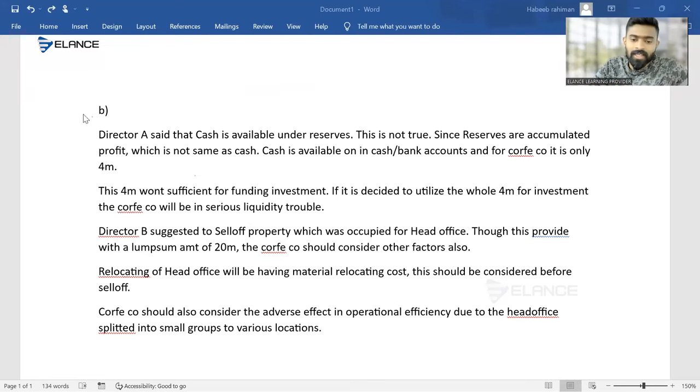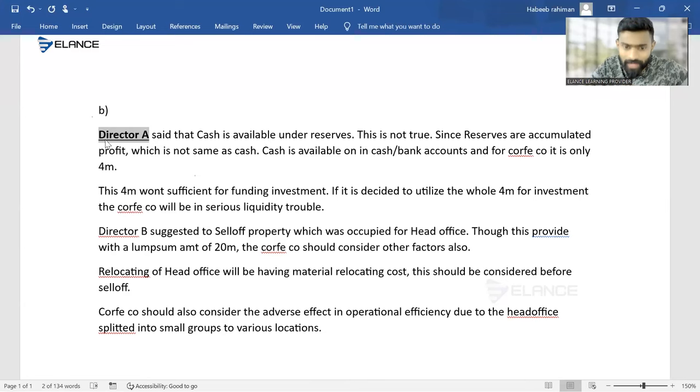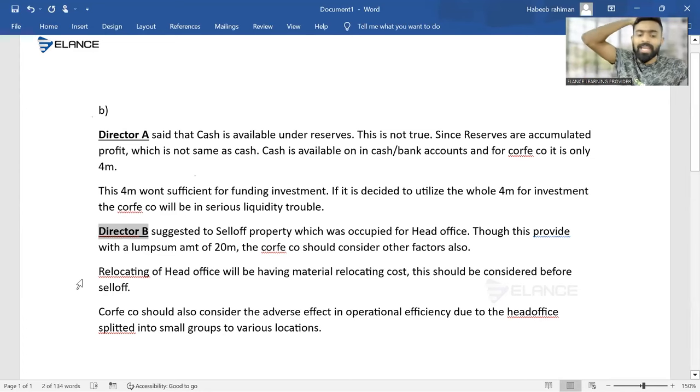Plus, see, these are the key headings, like Director A. In order to gain the attention of the examiner, it is better if you could bold it and make it a heading, so that the examiner will easily find it in marking.